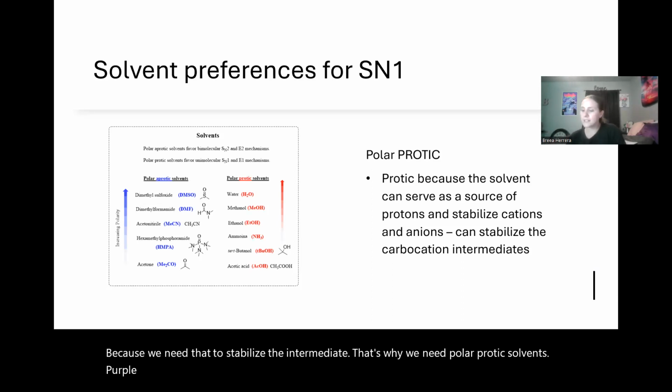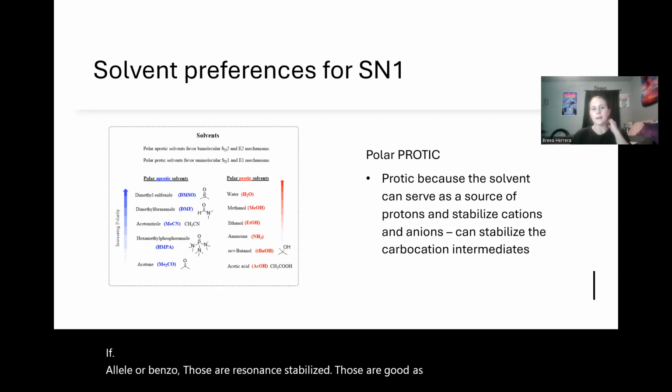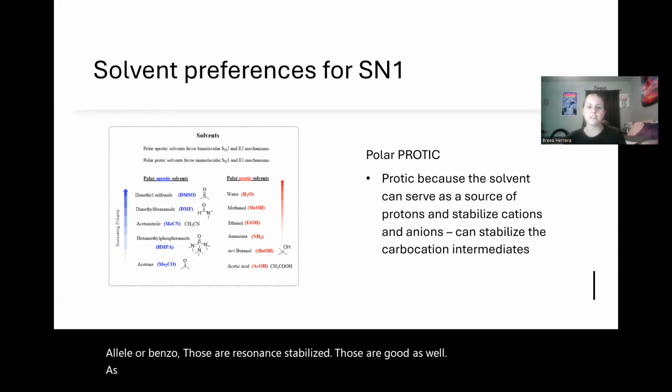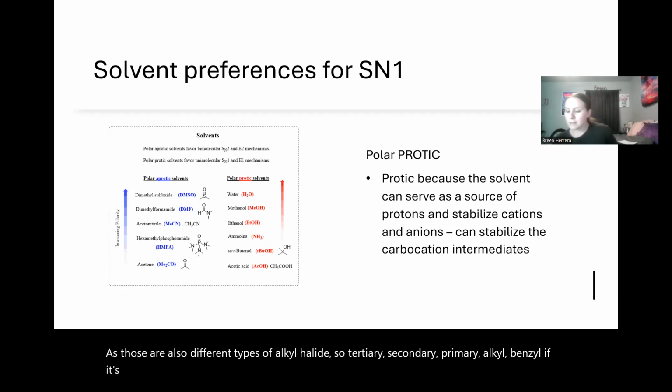Carbocations can also be resonance stabilized. Allyl or benzyl, those are resonance stabilized. Those are good as well, as those are also different types of alkyl halides. So tertiary, secondary, primary, allyl, benzyl. If it's resonance stabilized, it just forms more readily.